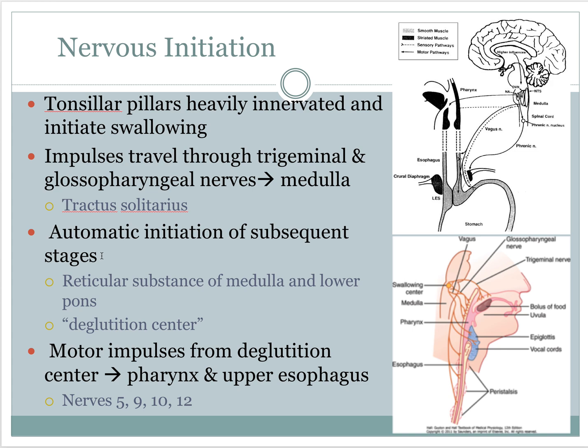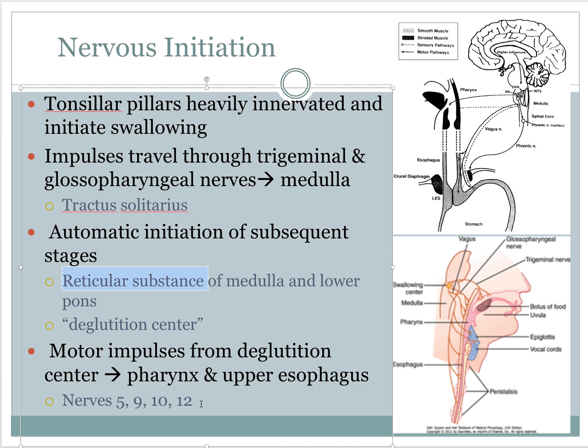So remember, we have stretch as the main indicator for when we're going to have contraction of muscles. The other areas that are important, the reticular substance, also called the reticular activating center, is in the lower medullary areas and helps to activate the subsequent responses by the stomach and things of that nature. There's also a deglutition center, so we see that up here. And motor impulses from the deglutition center travel out to the pharynx and upper esophagus.